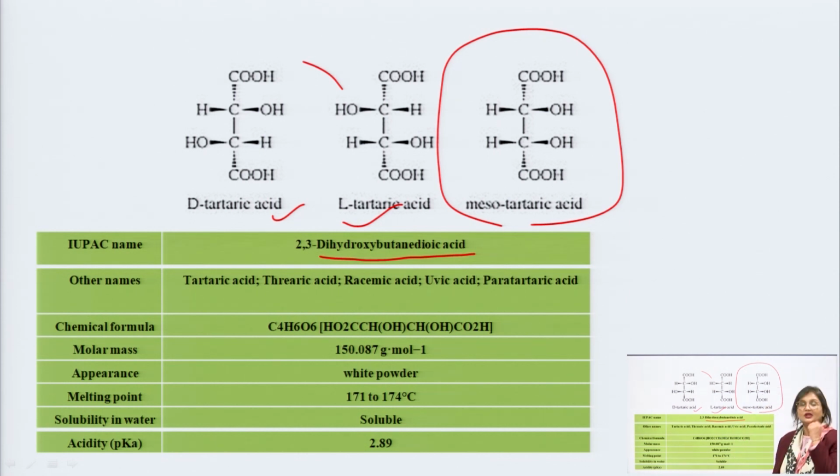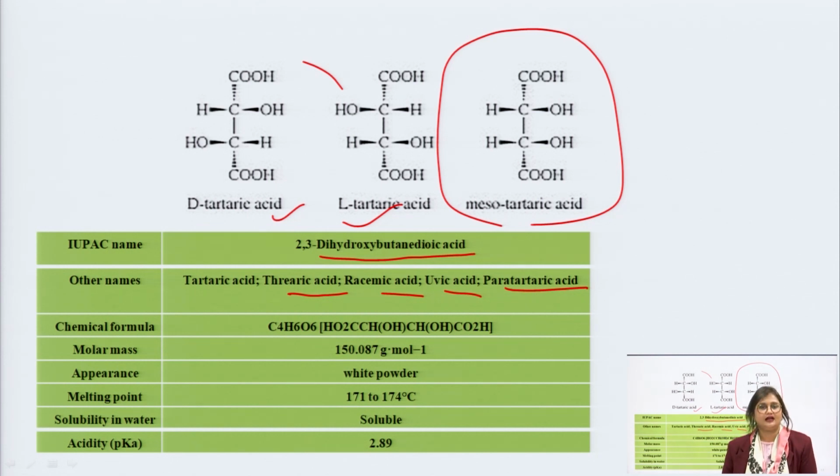2,3-dihydroxybutandioic acid. Tartaric acid is also known as theriac acid, racemic acid, uvic acid and para-tartaric acid. These are the various names of tartaric acid. This is the chemical formula of tartaric acid. It has a molar mass of 150.087 gram per mole. It is a white powder.